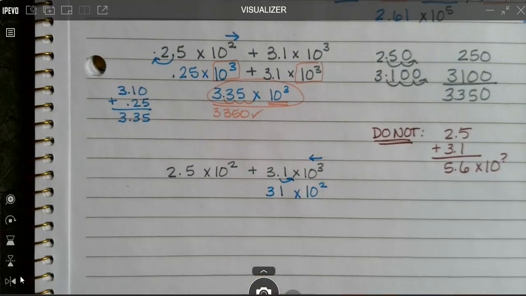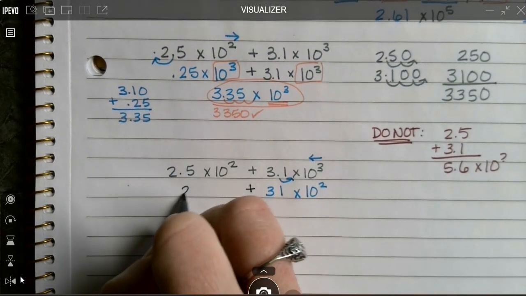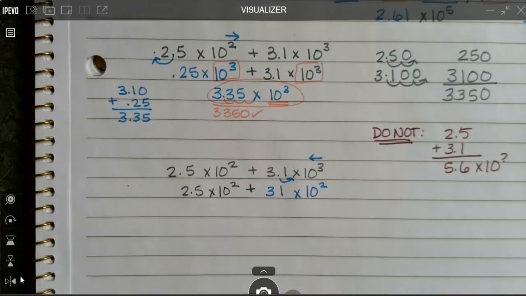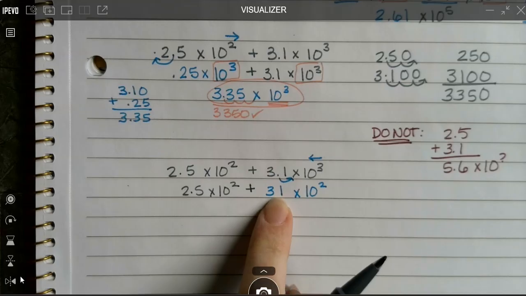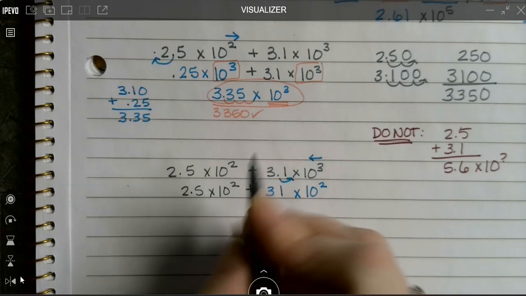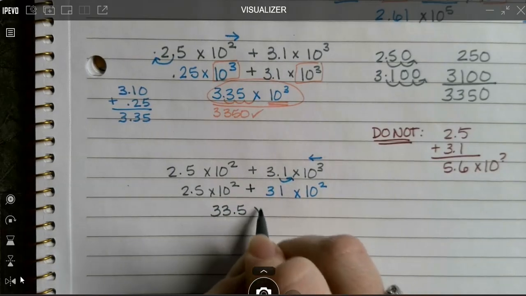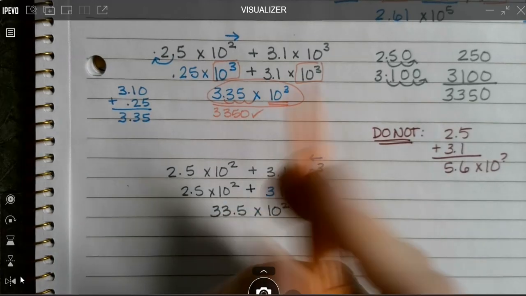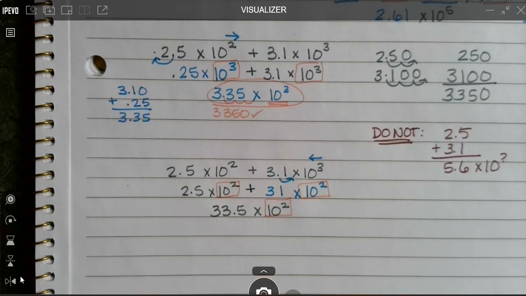So now I have 31 times 10 to the second plus 2.5 times 10 to the second. And when I add these, I have 2.5 plus 31, so that's 33.5, so we end up with 33.5 times 10 to the second, because we just keep the same power that we had. So we had 10 to the second, 10 to the second, we keep 10 to the second.